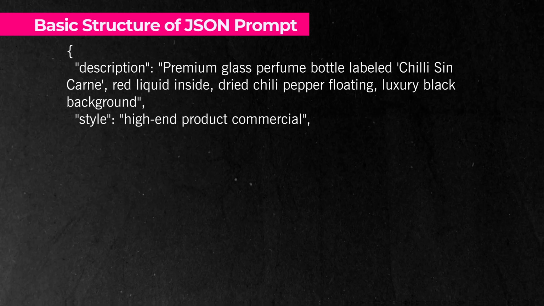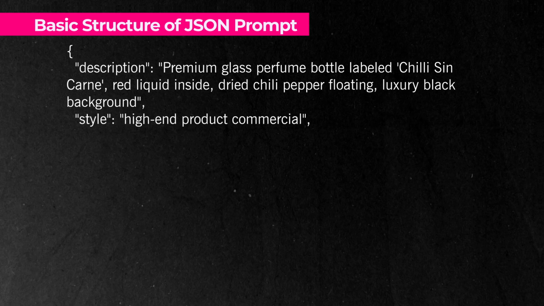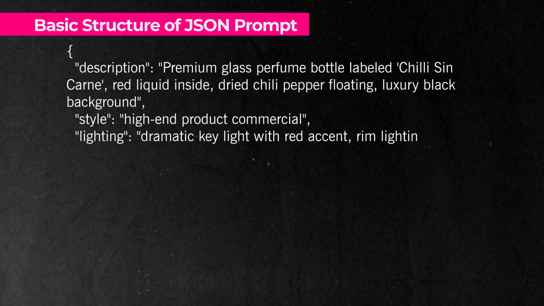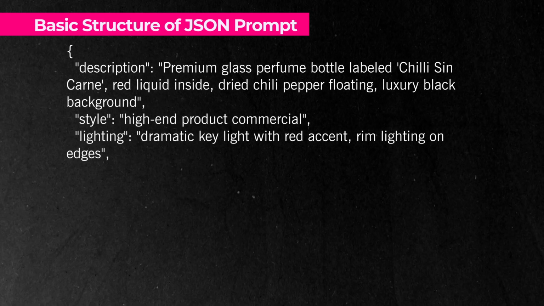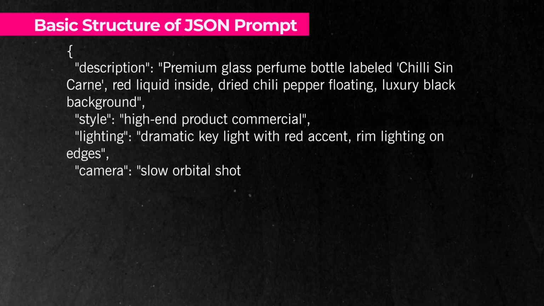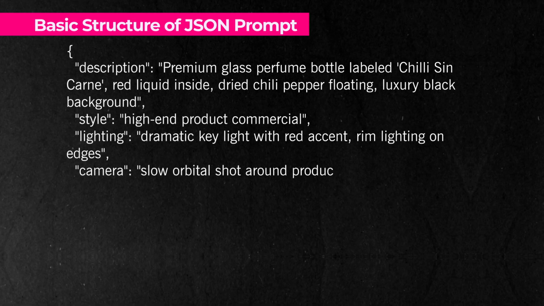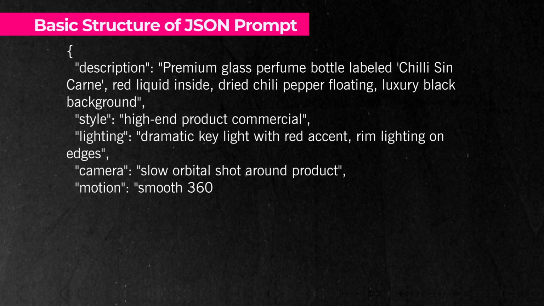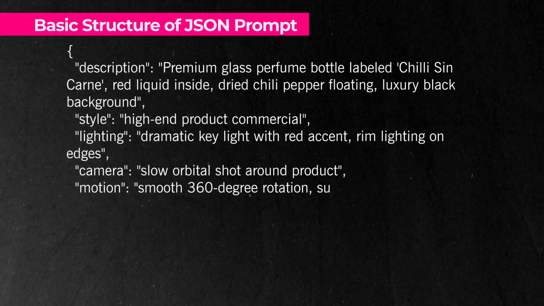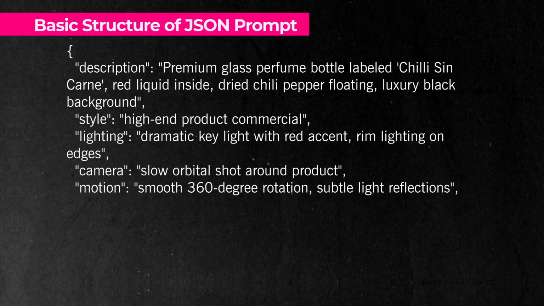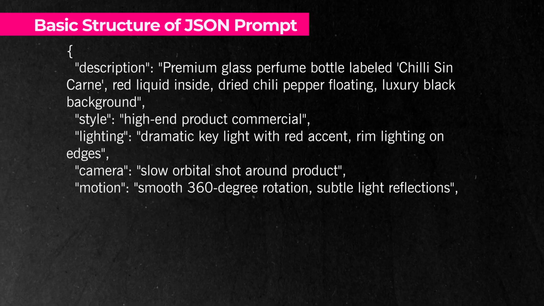Then we continue with lighting. We'll tell it to be dramatic and have a reddish tone and have a rim around the edges. Then we can add the camera. So we write camera and tell it to have a very slow orbital movement, meaning it goes around the product. Then we add motion or movement, and we tell it also to be a subtle movement and a smooth 360-degree movement around the object with some illuminations and reflections.